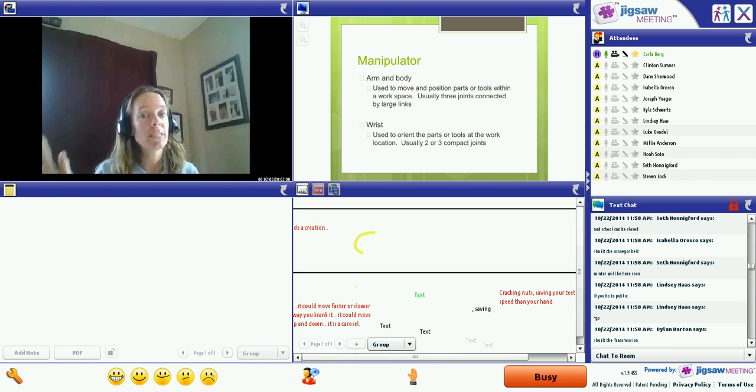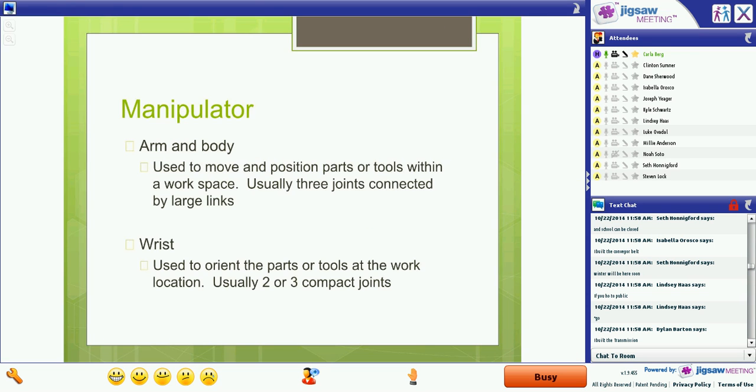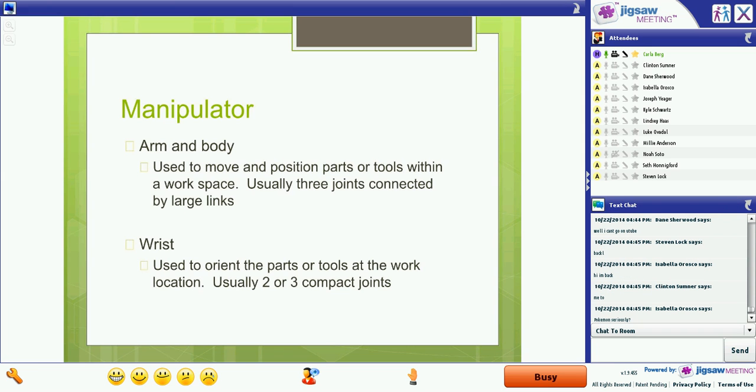All right, great job. Now, thinking about those 10 robots we just watched, we are going to go ahead and look at the ways robots move. And this is called the manipulator. There's arms and bodies, which are used to move and position parts or tools within a workspace. This is up on the PowerPoint screen if you're looking for it. Usually, the arm and body are 3 joints connected by large links.